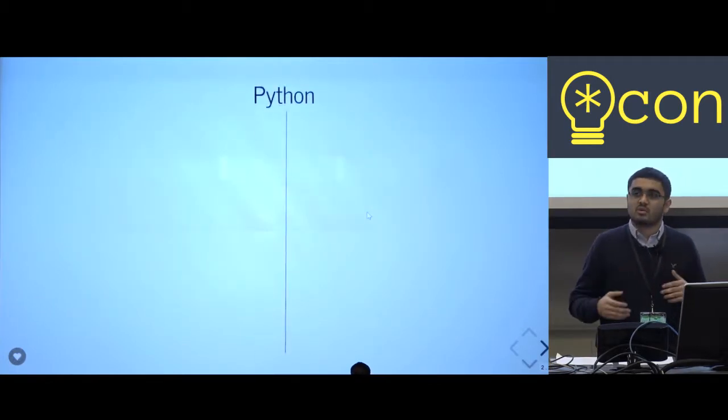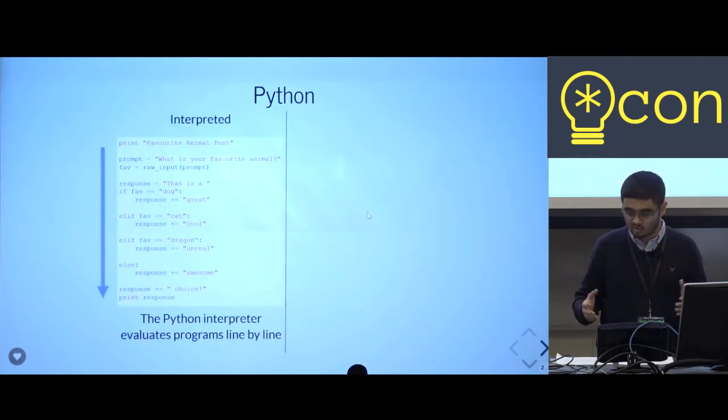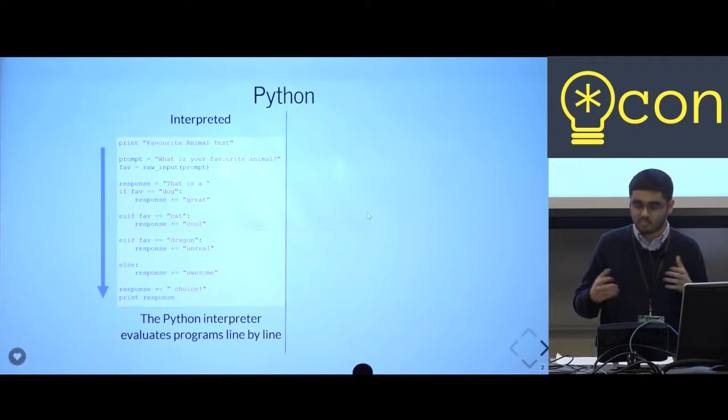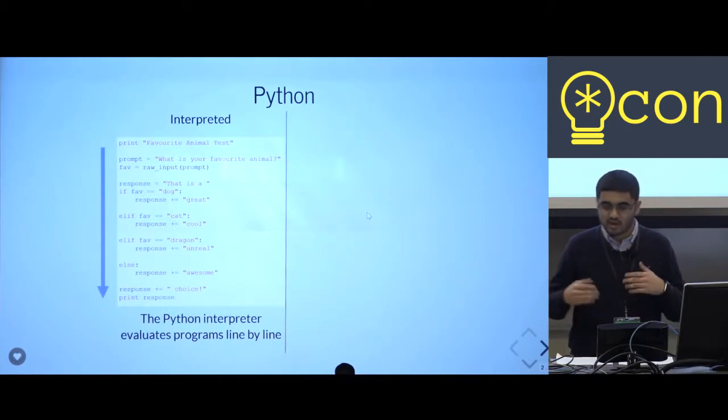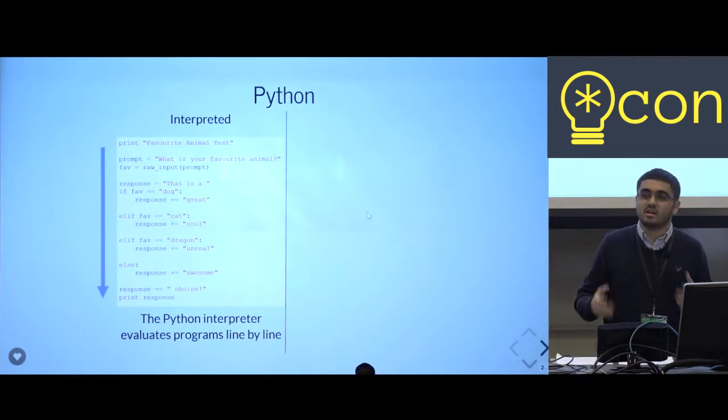Python is what's known as an interpreted, dynamically typed language. The word interpreted means that there's another program that actually runs your Python program. We call that the Python interpreter. It evaluates each line of your program from top to bottom and produces an error message if something goes wrong.